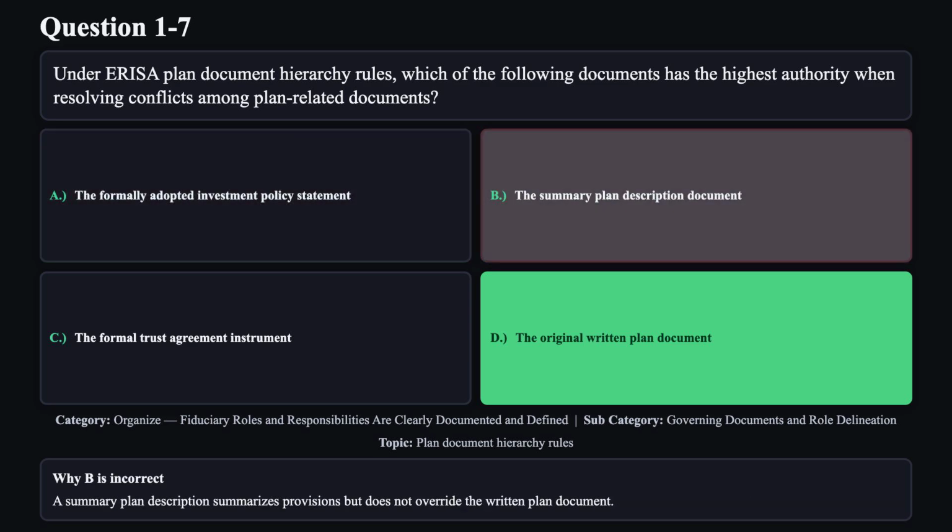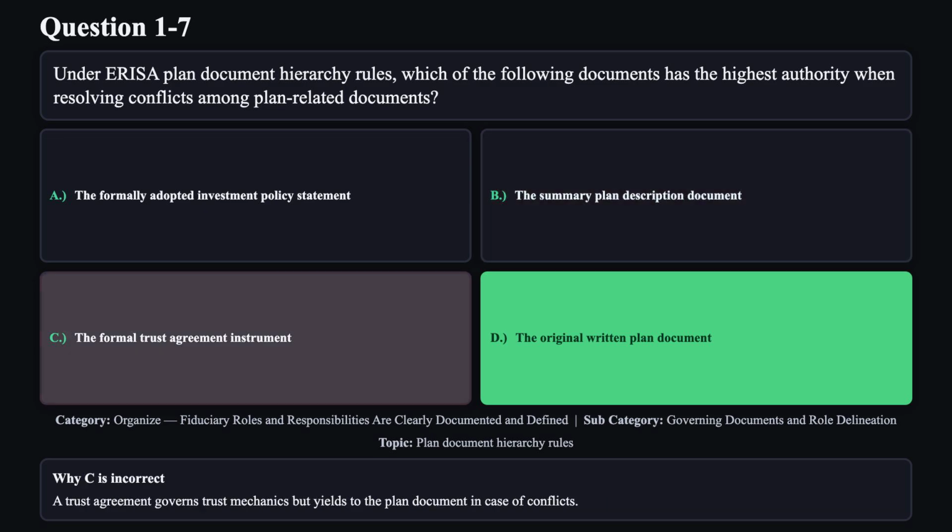Reason B is not correct. A summary plan description summarizes provisions but does not override the written plan document. Reason C is not correct. A trust agreement governs trust mechanics but yields to the plan document in case of conflicts.